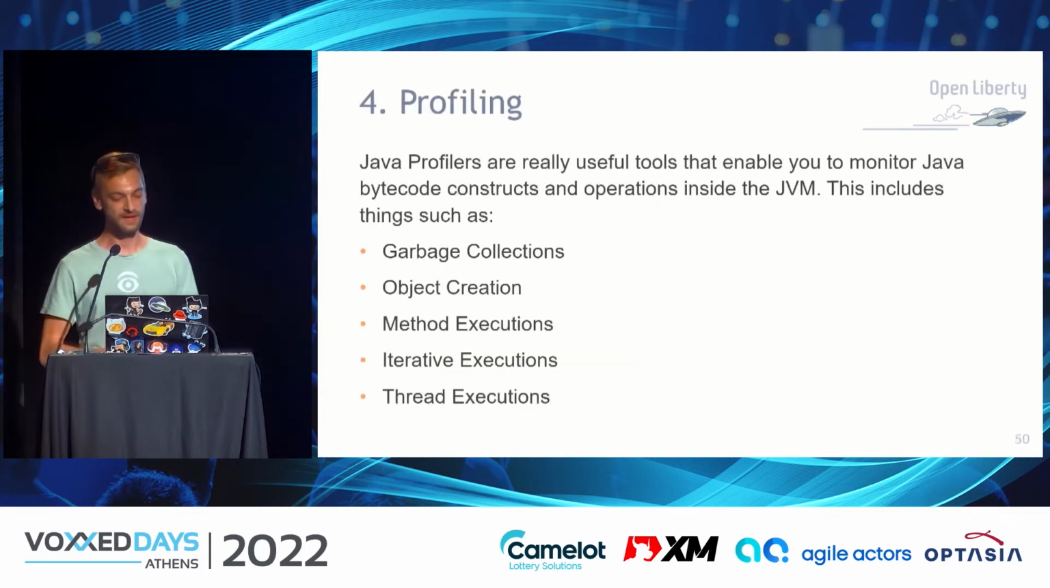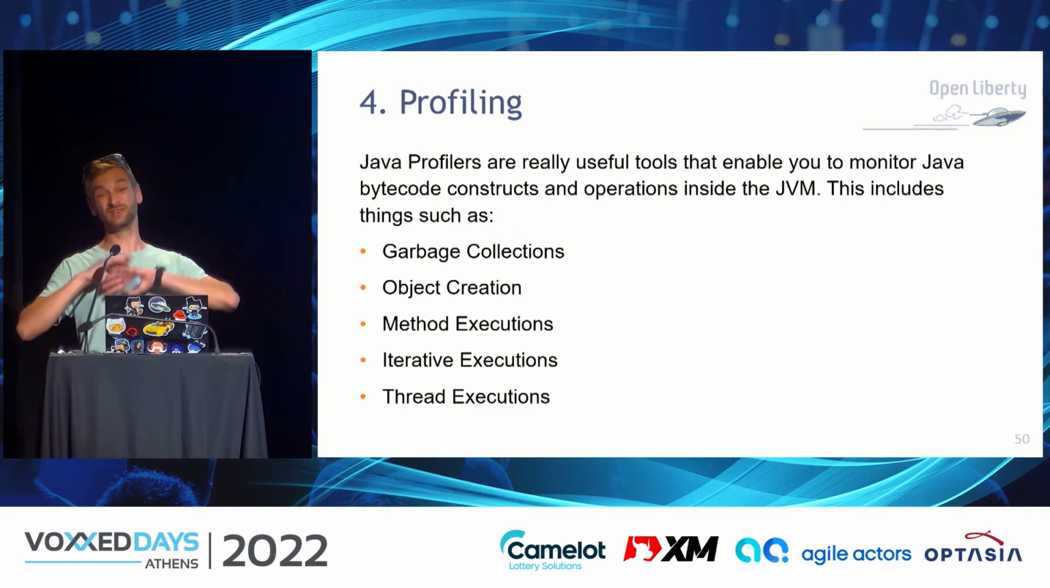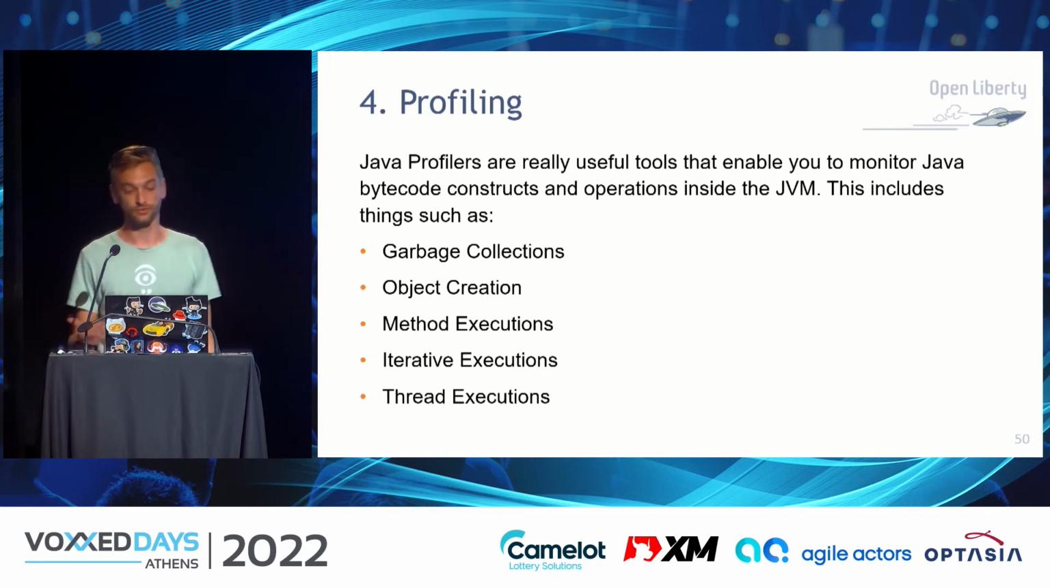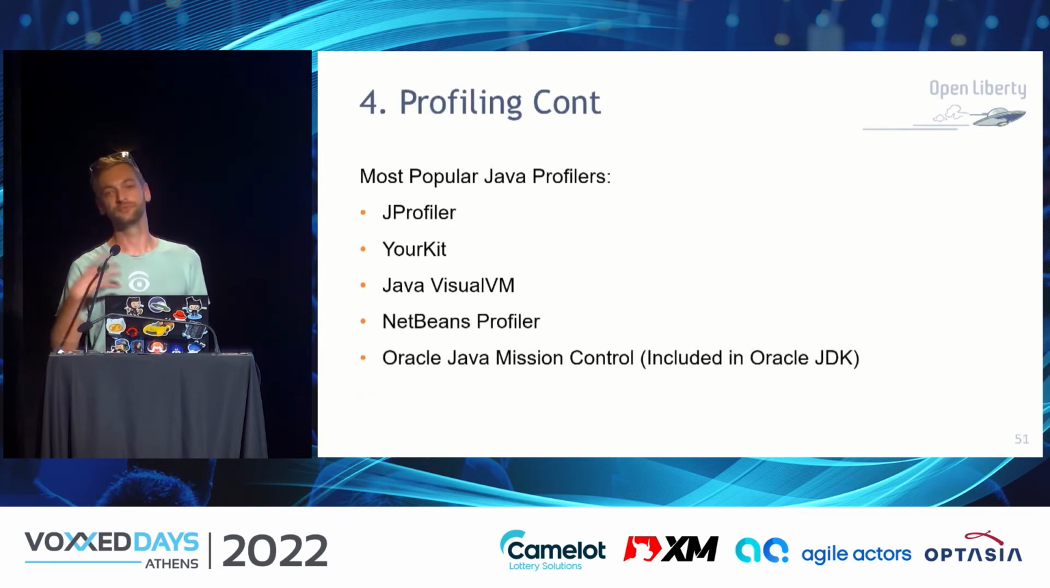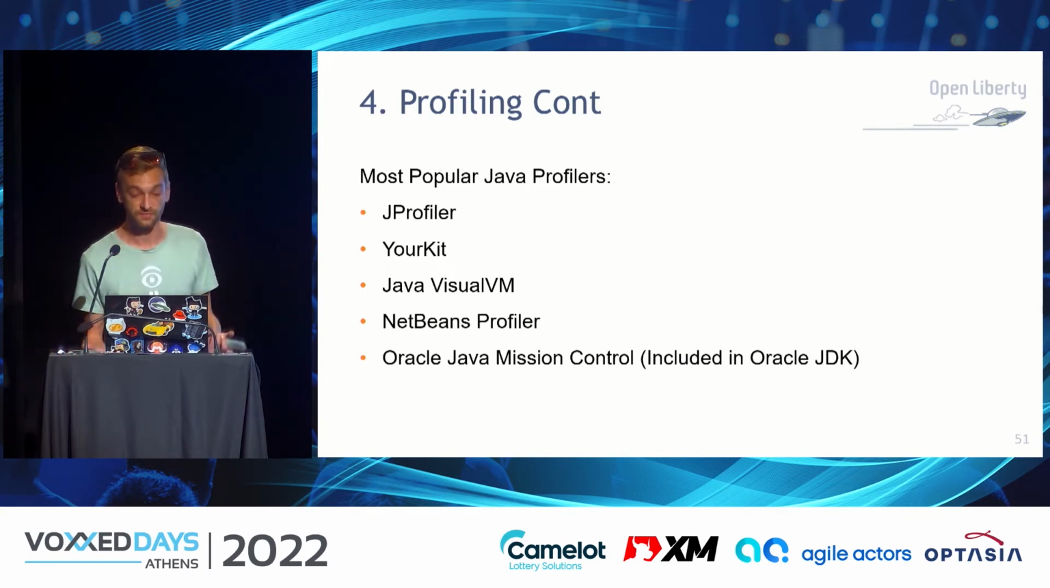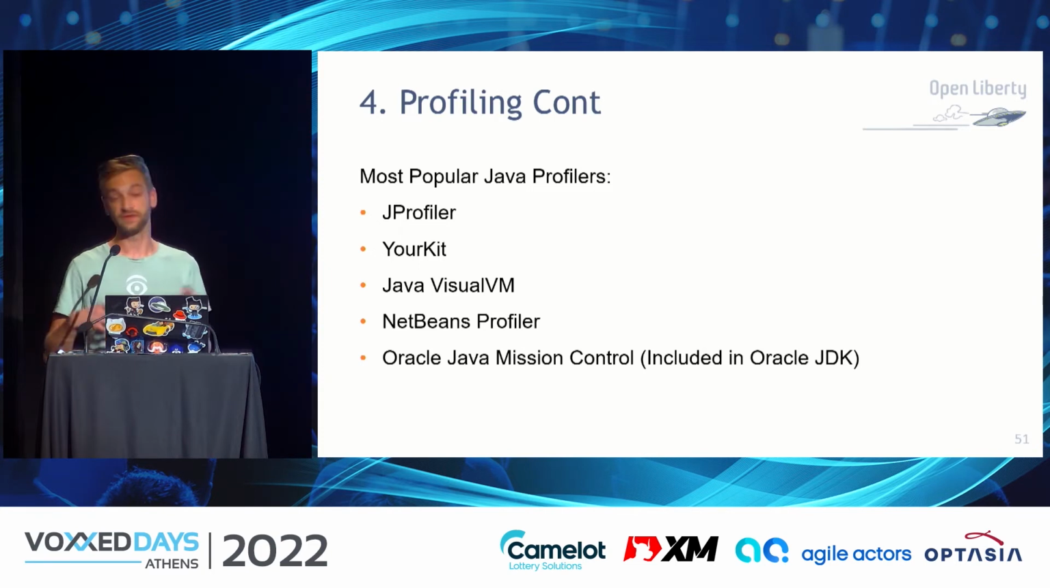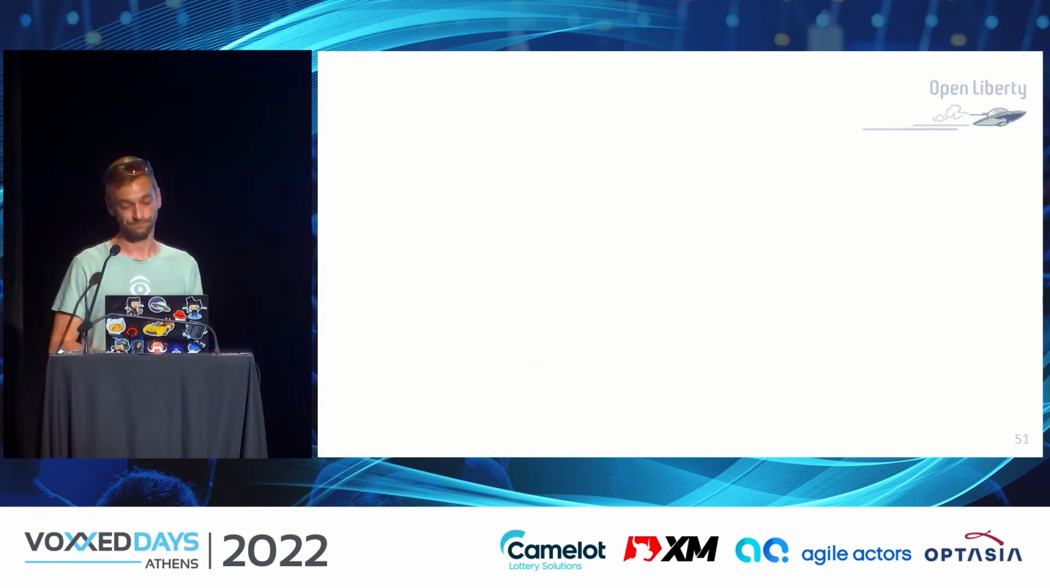Profiling, like I mentioned, Java profilers are really useful tools, and they can enable you to monitor Java bytecode constructs and essentially look at what is going on inside your JVM. I was quite blown away when I first started using some of these tools. You've got garbage collection, it can look at garbage collections, object creation, method executions, all kinds of things. So if you've never used a profiling tool, I suggest you test one out. Some of the most popular ones are things like JProfiler, YourKit, Java VisualVM, NetBeans Profiler, and if you're using the Oracle JDK, there's Oracle Java Mission Control.